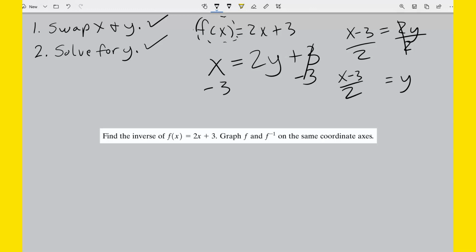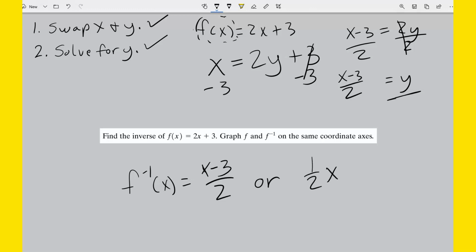You would probably see the answer written like this. Instead of writing y, you would see the answer written as f inverse of x equals x minus 3 over 2. You might also see it written as 1/2 x minus 3/2, which is the same thing as x minus 3 over 2.